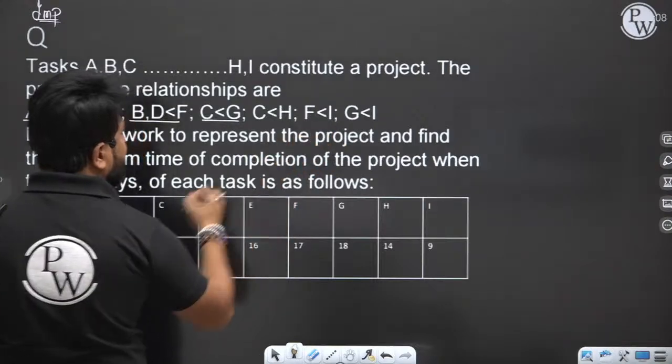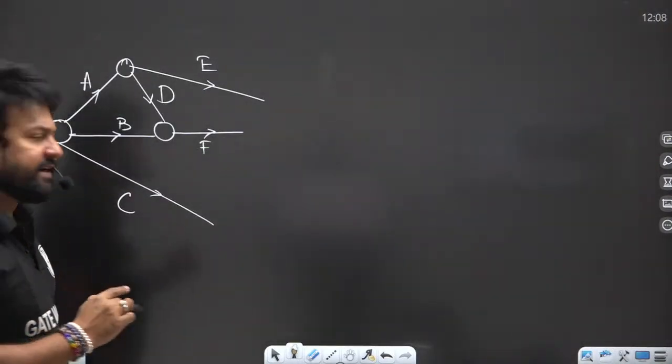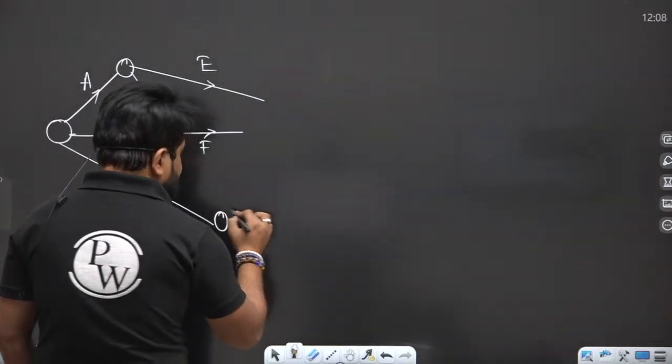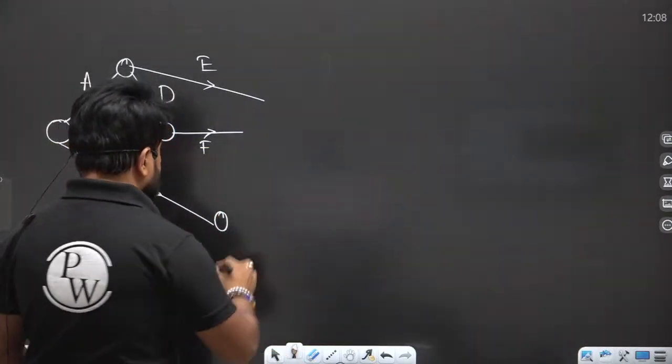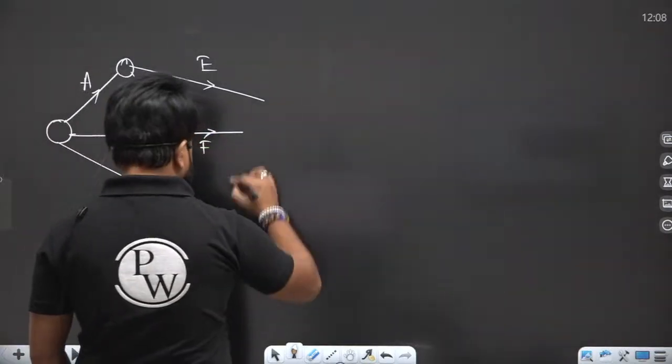Okay, here I got an idea, my dear. G is a preceding of what? I. So here I am going to write, and F is a preceding of I also.